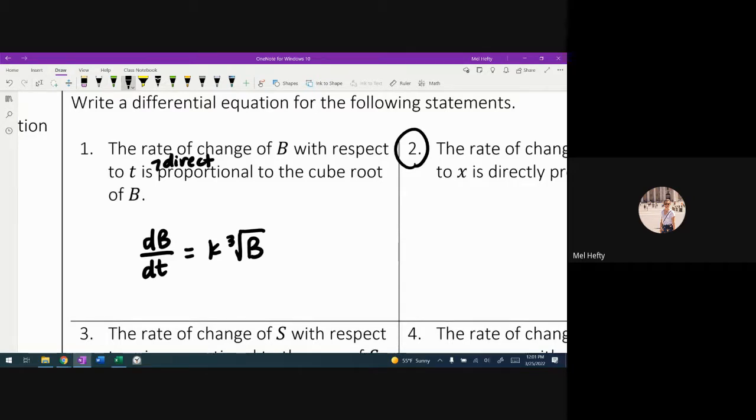Since the directions just say write a differential equation, I'm literally done. You may ask, "Yo Hefty, are there any questions that are this easy on the AP test?" Answer, yes. There are some that are just write the differential equation.